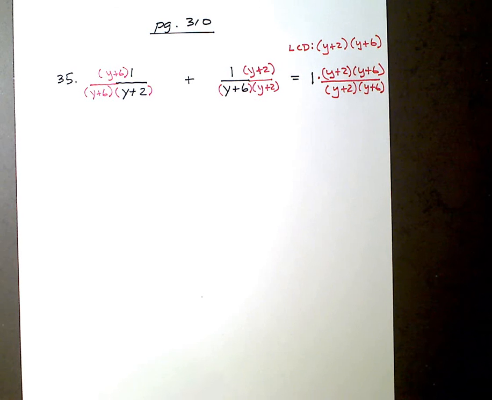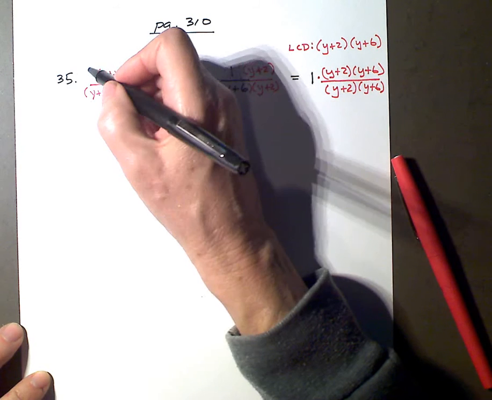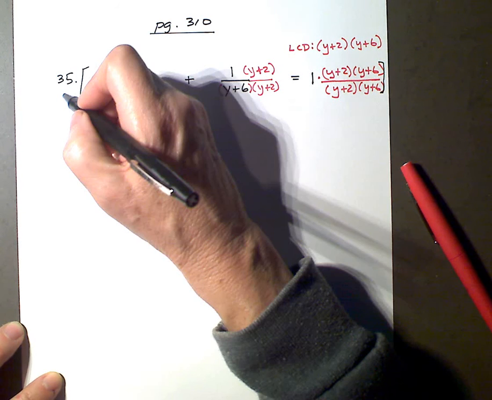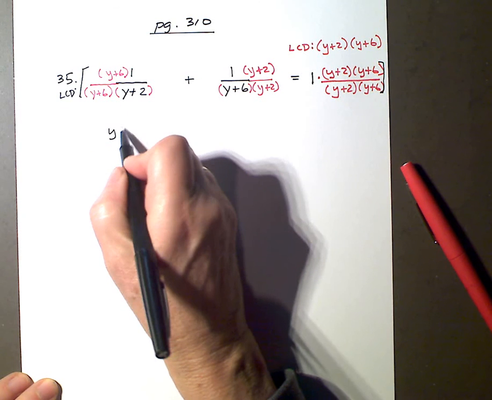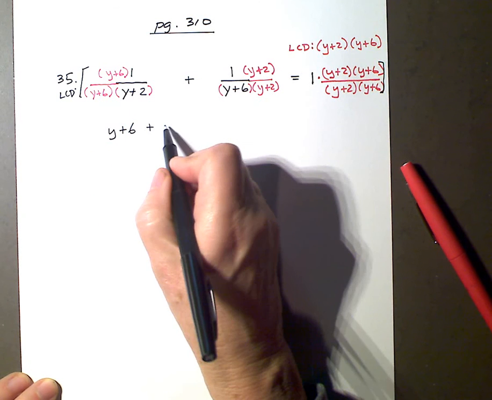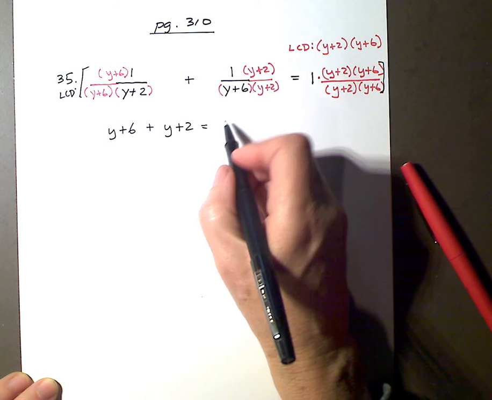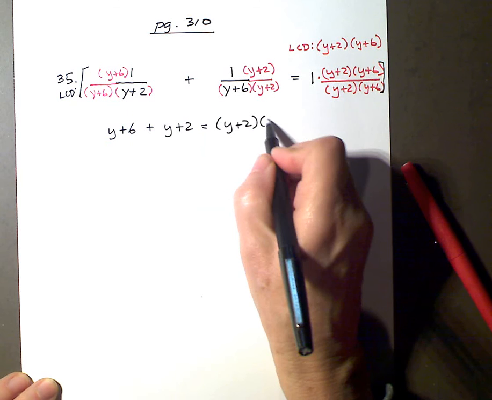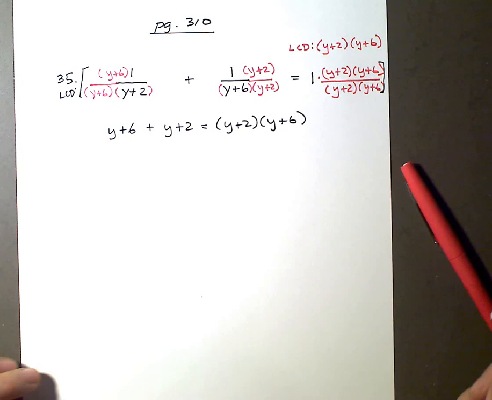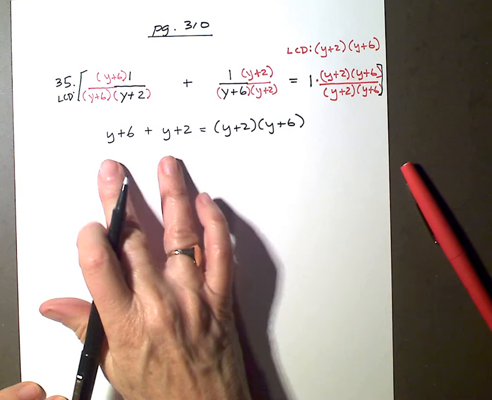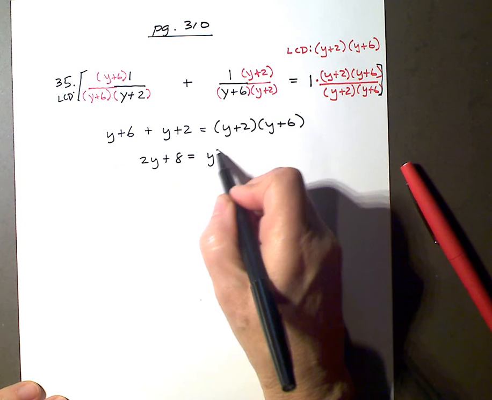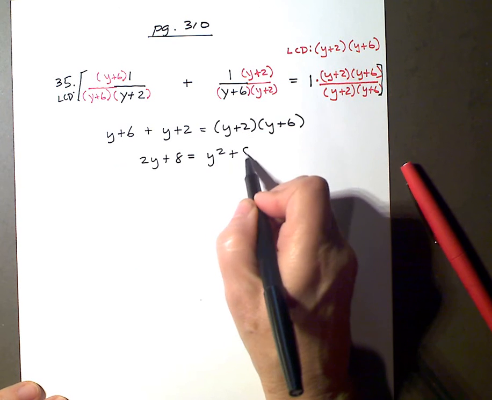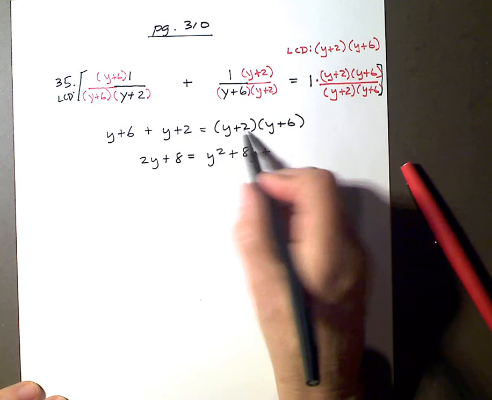So now it's all over y plus 6 times y plus 2, so we can clear the fractions by multiplying both sides by the LCD, and those denominators go away. So I have y plus 6 times 1 plus y plus 2 times 1 equals y plus 2 times y plus 6. And this is where I can see why it's going to be a quadratic equation. On the left I'll have 2y plus 8 equals, when I multiply this out, y squared plus 6y plus 2y, so 8y, plus 2 times 6, or 12.